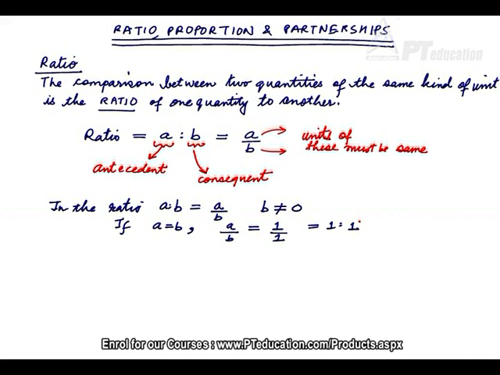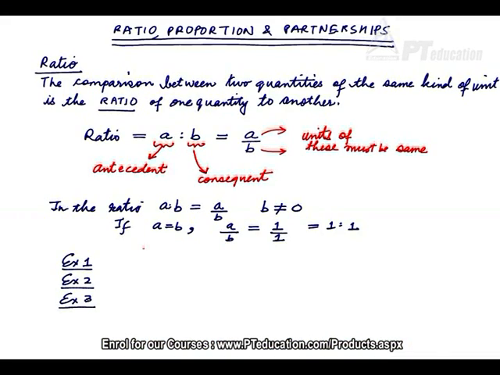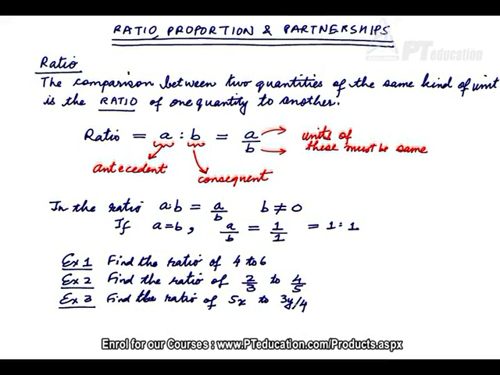Now there are two situations. In the ratio A is to B, which is equal to A upon B, B cannot be 0. And similarly, if A is equal to B, then the ratio becomes 1. I hope this is very clear. Let us take up 3 examples to find the values of certain ratios. Example 1. Find the ratio of 4 to 6. Example 2. Find the ratio of 2 by 3 to 4 by 5. And example 3, find the ratio of 5x to 3y by 4.